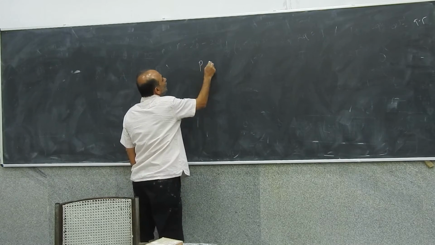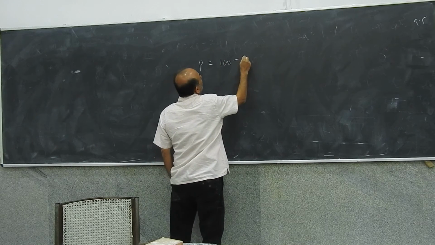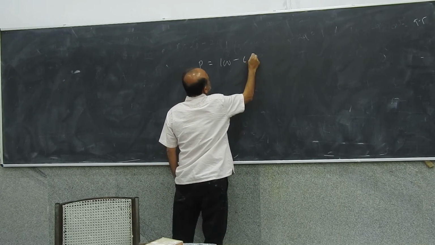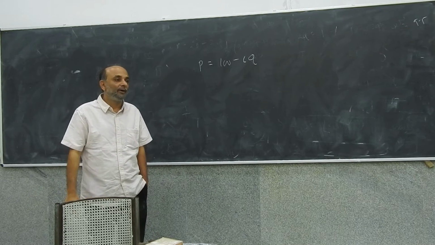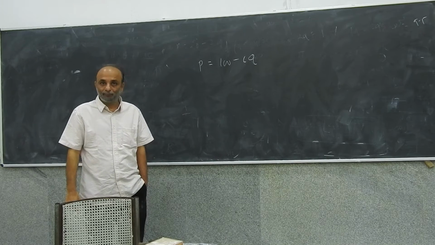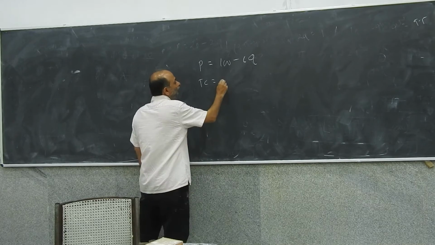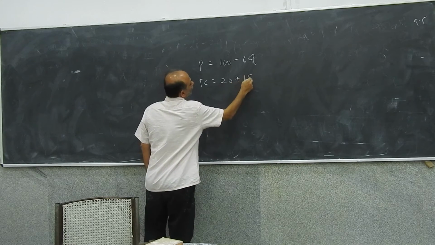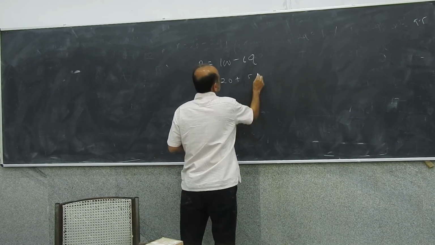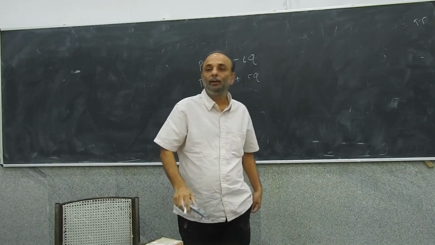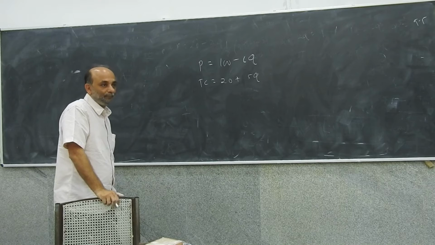Right, so the monopolist faces an inverse demand curve of 100 minus 6Q. The monopolist has a total cost of 20 plus 5Q. Right? 20 plus 5Q. Okay?